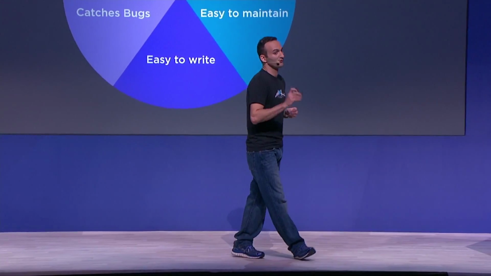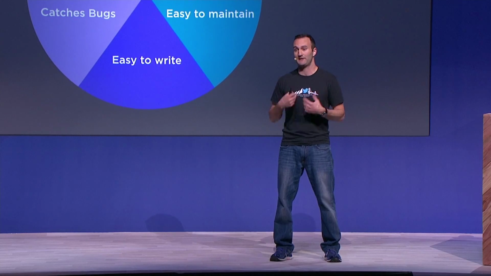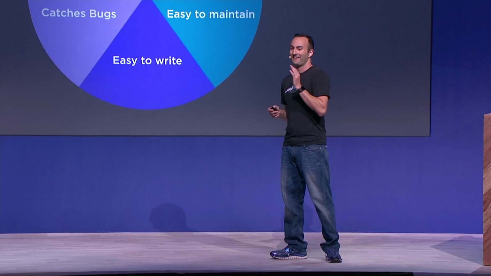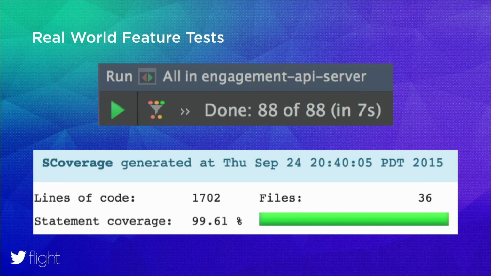OK, so now for a real-world example. My team is responsible for GNIP's engagement API, which was just announced at Flight today. We're super excited. On screen at the top, you could see our test suite running against the API. It's comprised almost entirely of feature tests, and the 88 tests run in only 7 seconds.